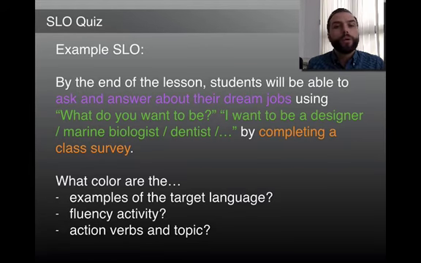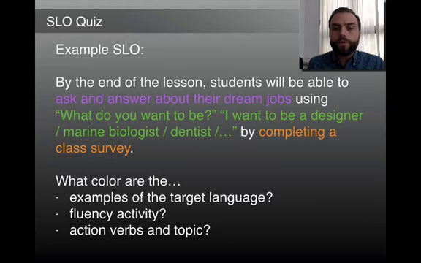Okay, so have a look here. What color are the examples of the target language? Have a look at the SLO. Where is the target language? What color is the fluency activity? And what color are the action verbs and the topic?